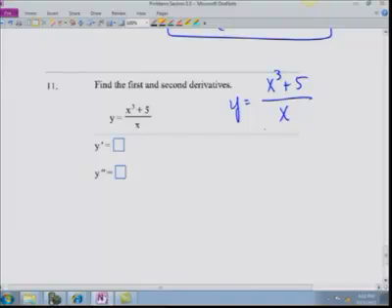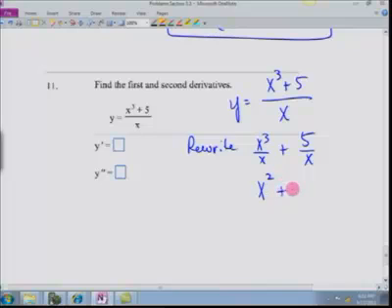Or, does anybody see what else you could do? Could we rewrite this? Could you do that? Is that legal? And would that be easier? What does this become? Is that a whole lot easier than doing the quotient rule? Okay, take the derivative. What do you get?